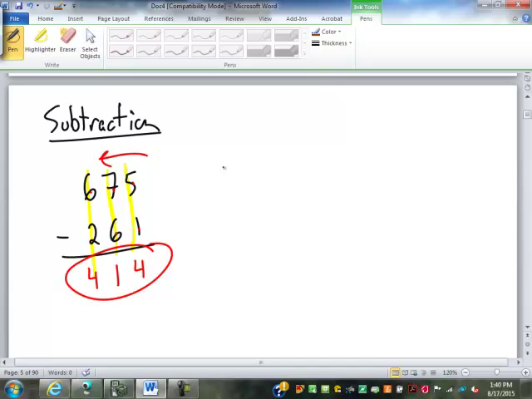In case we have to borrow. Carry. Borrowing is the subtraction equivalent of carry. So we might have 936 minus 287. We've been taught to start on the right and work our way back to the left because we run into this. 6 minus 7, of course, can't be done.